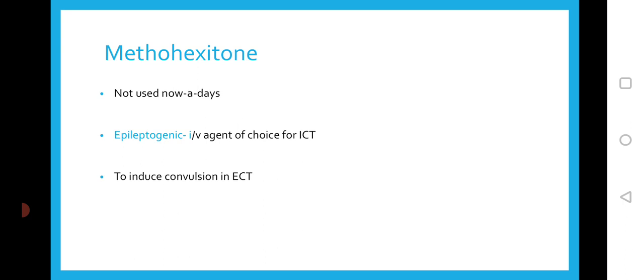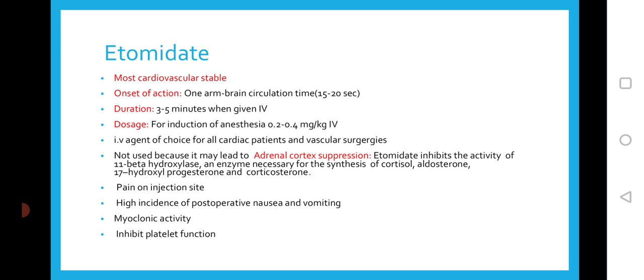Methohexitone, not used nowadays. Epileptogenic, IV agent of choice for ECT to induce convulsion. Next, etomidate: intermediate acting, most cardiovascular stable. Onset of action is one arm-brain circulation time, 15 to 20 seconds, duration 3 to 5 minutes when given IV. Dosage for induction of anesthesia 0.2 to 0.4 mg per kg IV. IV agent of choice for all cardiac patients and vascular surgeries.